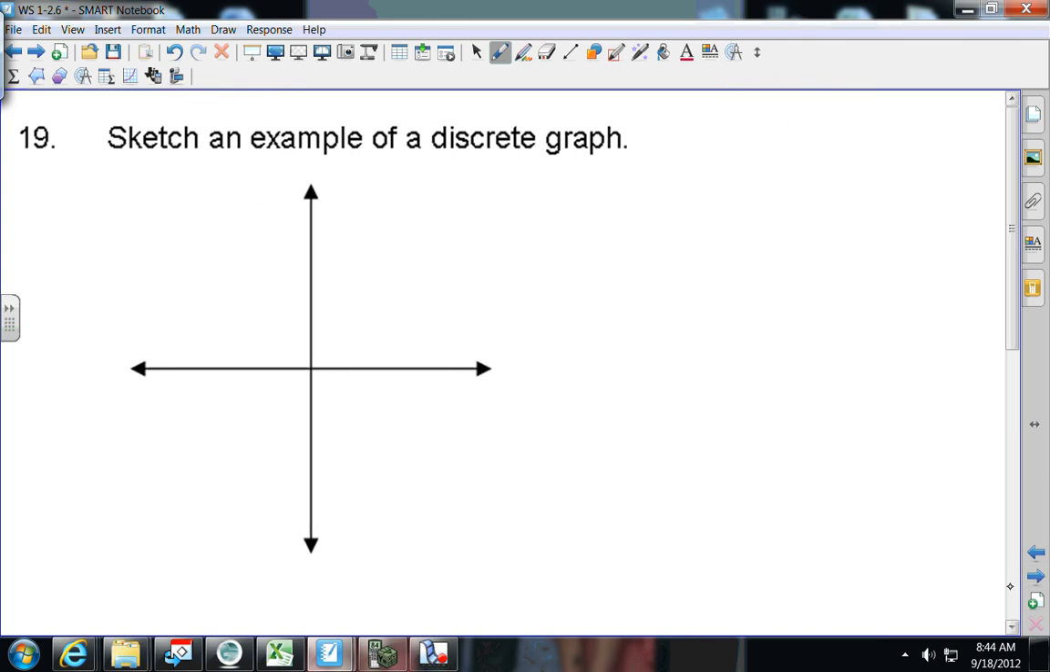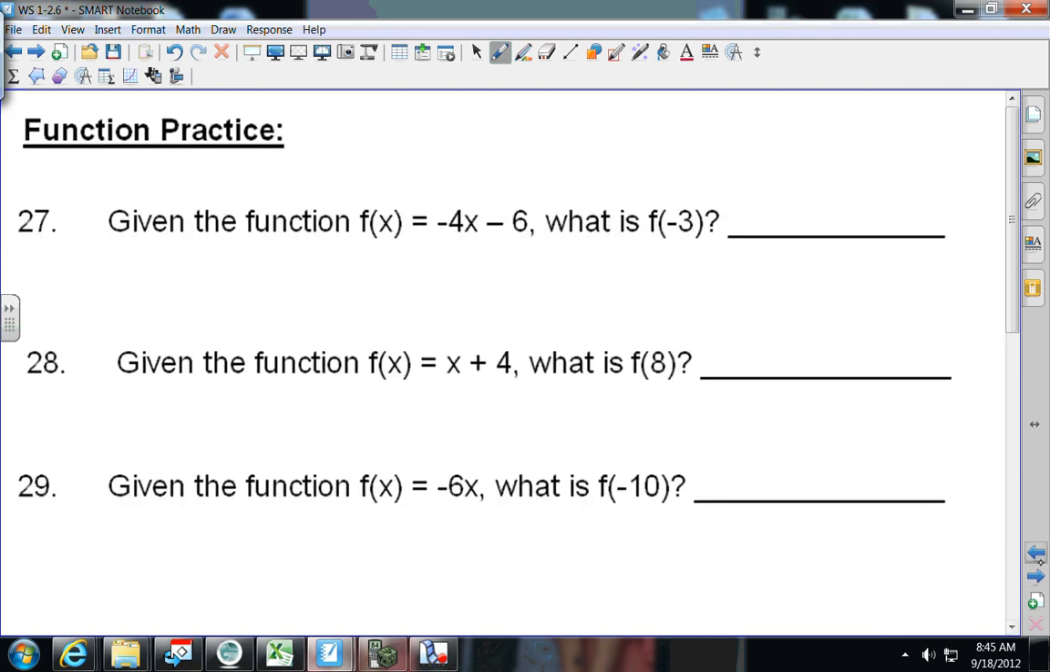The next one, let's sketch an example of a discrete graph. Discrete would be dots. Whoop, let's go back here.